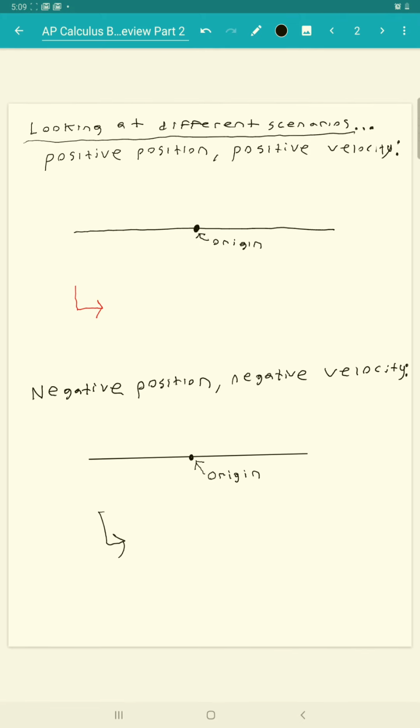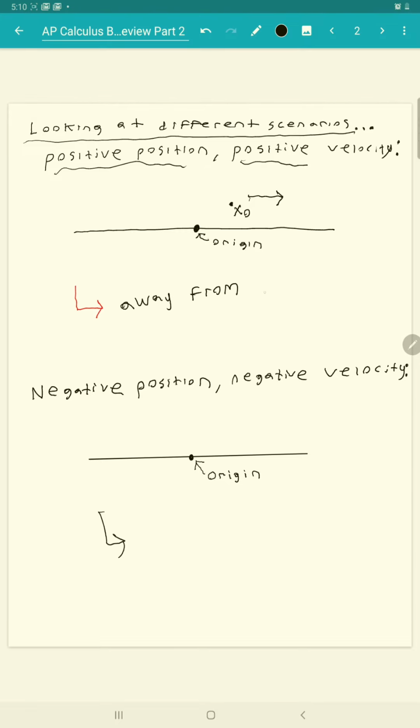Let's say that we have a particle with a positive position and a positive velocity. Since it is a positive position, we know it's going to start out to the right of the origin. And since it has a positive velocity, that means the position is increasing, it will be moving to the right. As we can see here, since it is starting out to the right and continuing to move to the right of the origin, it is moving away from the origin.